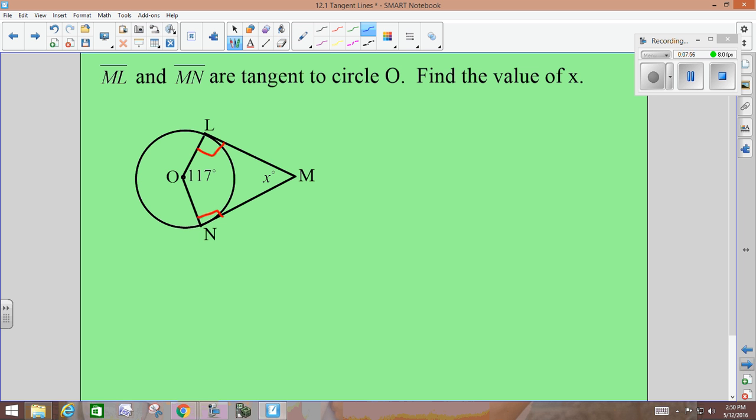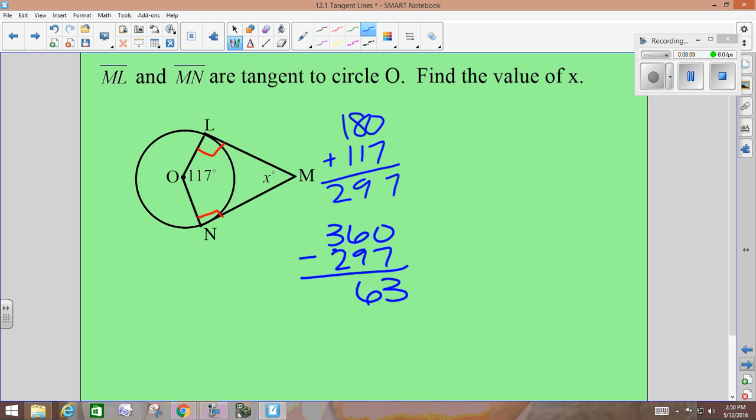Okay. 90 plus 90, Linz. Good. And then I'm going to add 117 to that. So I get 297. And then you said I have to subtract that from 360. Trevor, what did you keep whispering over there? Good.